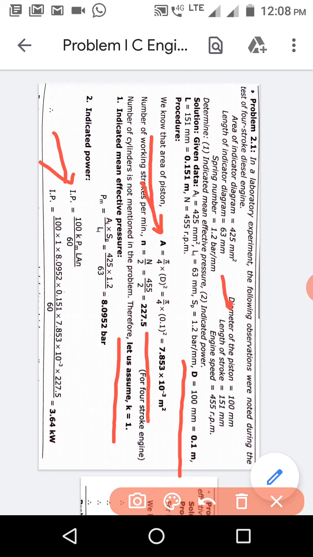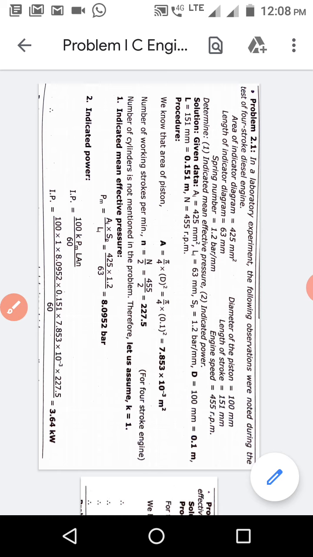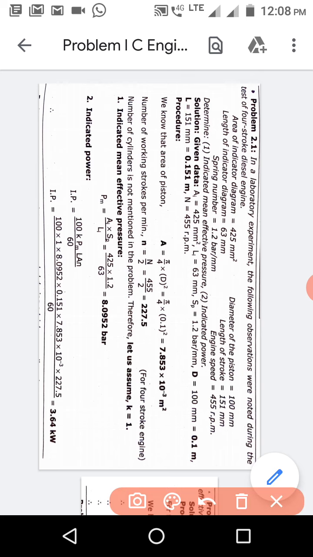In this problem, the number of working strokes is also needed. The number of working strokes is nothing but n by 2 for a 4-stroke engine. Here the engine type is given: in this problem the test is carried out on a 4-stroke diesel engine. So if the engine is operating as a 4-stroke engine, then the number of working strokes will be n by 2.